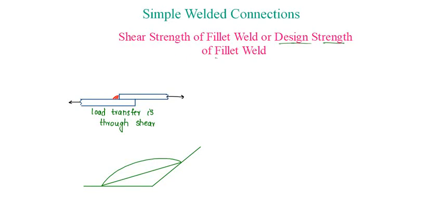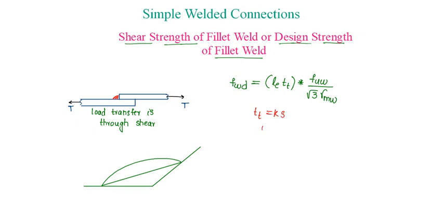Design strength of fillet weld. Since the load transfer is through shear, the fillet welds are designed for shear strength. So shear strength of fillet weld is given as area of the weld, that is length of the weld, into throat thickness into stress, that is fu_w by root 3 into gamma_mw, where throat thickness is given as K into S, where K is a factor and S is size of fillet weld.